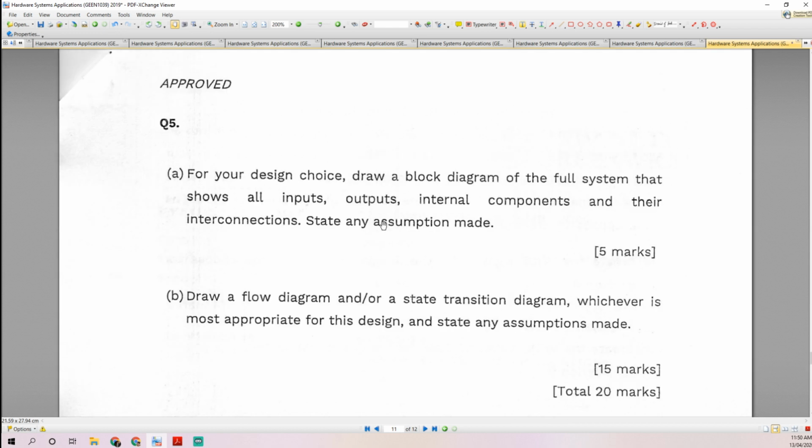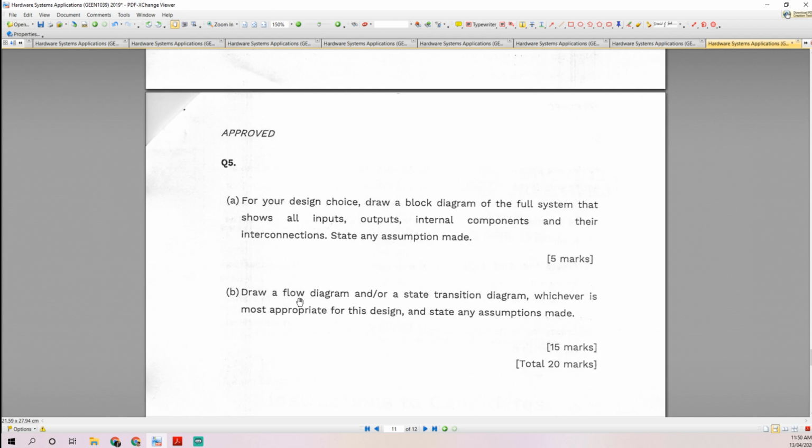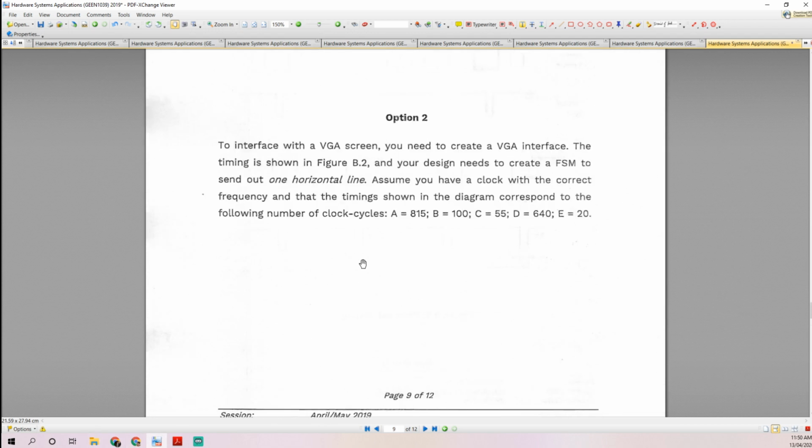Okay, so for your design, draw a block diagram of the full system that shows all inputs, outputs, internal components, and their interconnections. So let's see how we would approach this question.